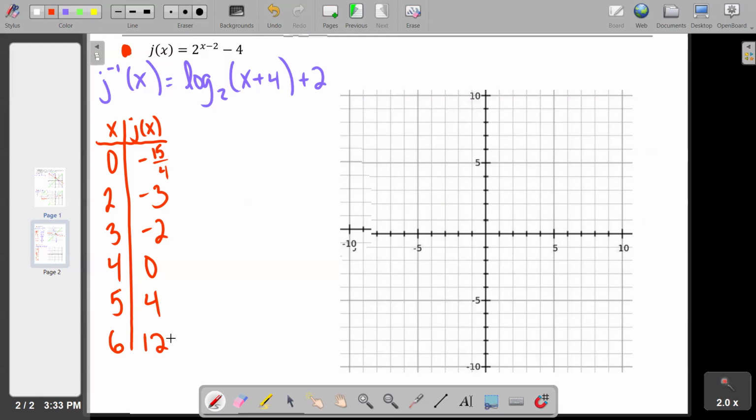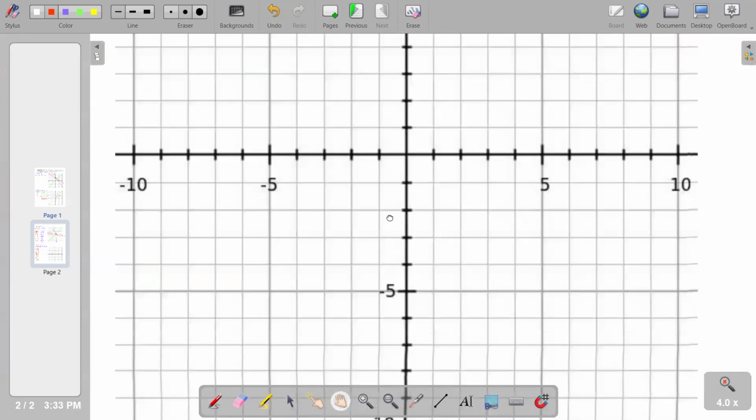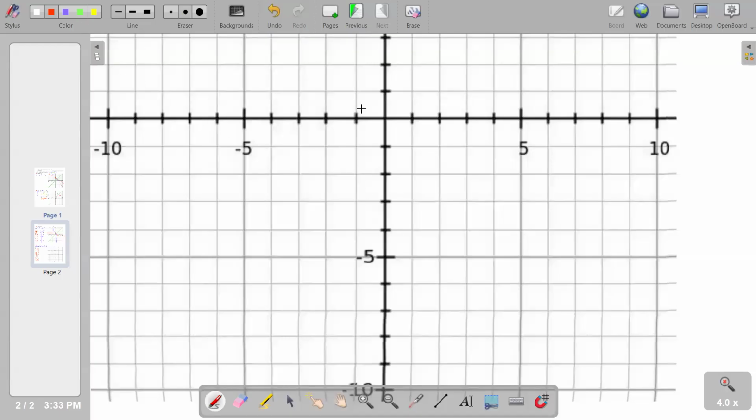So let's plot some points. And I'll zoom in on this, and you guys will probably have to read me some numbers since I'm zooming in so far. So the first one we had was, I believe, 0 and negative 15 fourths. So on your graph, it should look about like this. It's negative 3 and 3/4. Good. What was our next point? 2, negative 3. Next point. 3, negative 2. Next point.